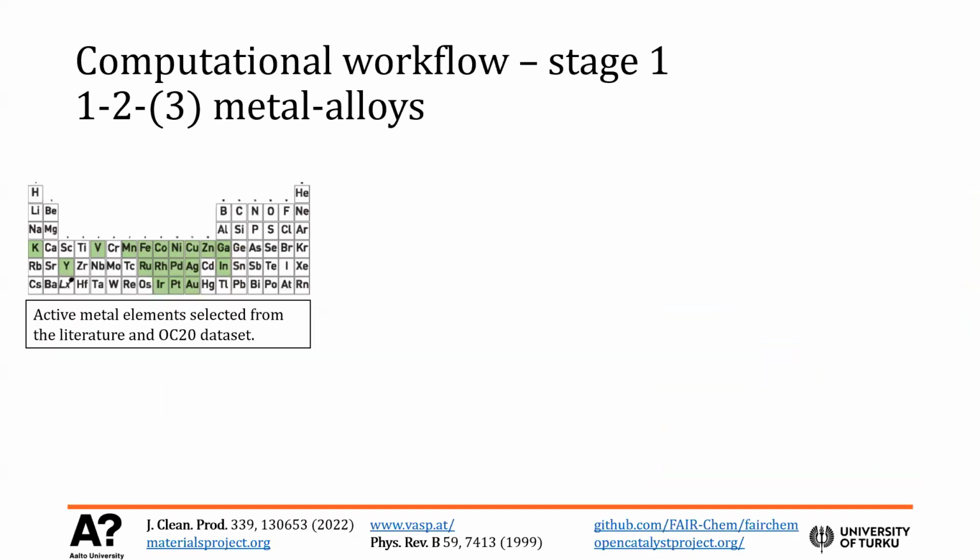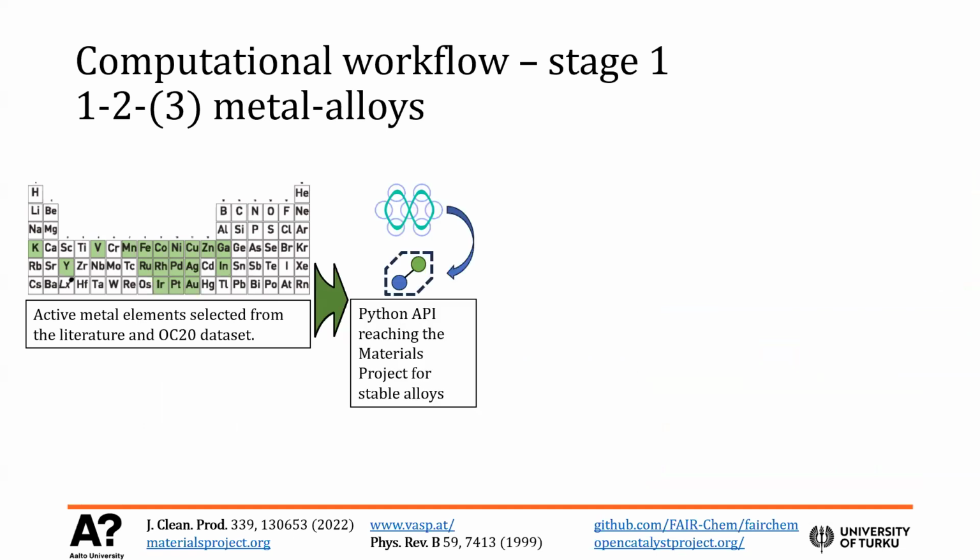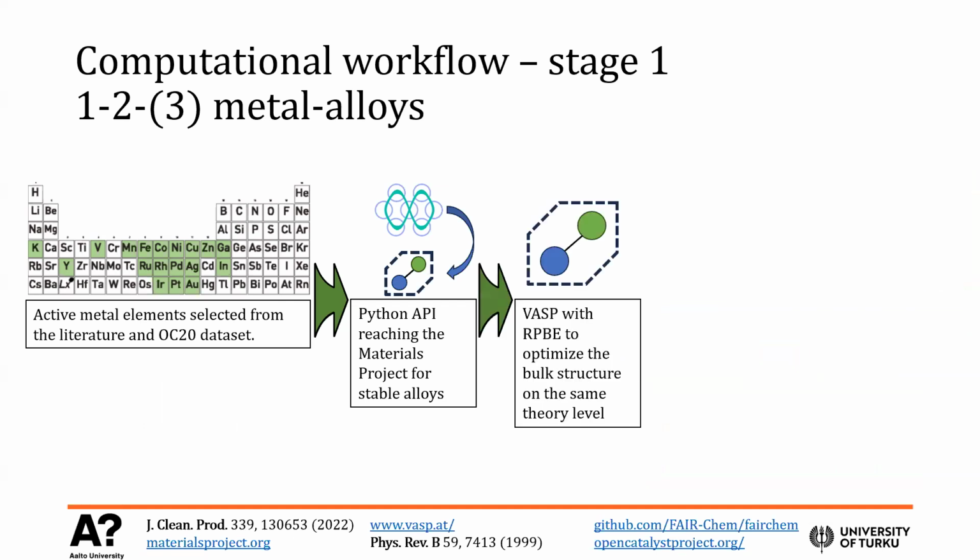So we get from our experimentalists the materials they wanted to test. They told us we can even synthesize it, not that easy at the end of the day. But then what we did, we reached for the Materials Project for the stable alloys. And then we use a little bit of DFT for bulk just to be in the same ballpark as the data in the Materials Project. On the OCP, because they were using RPBE, so to be on the same level.